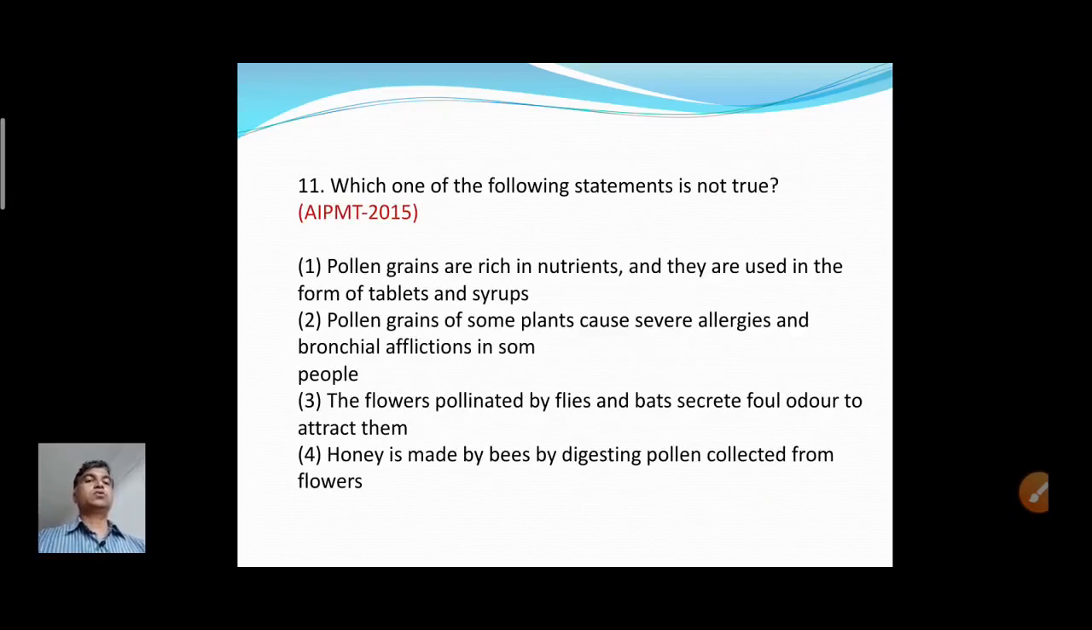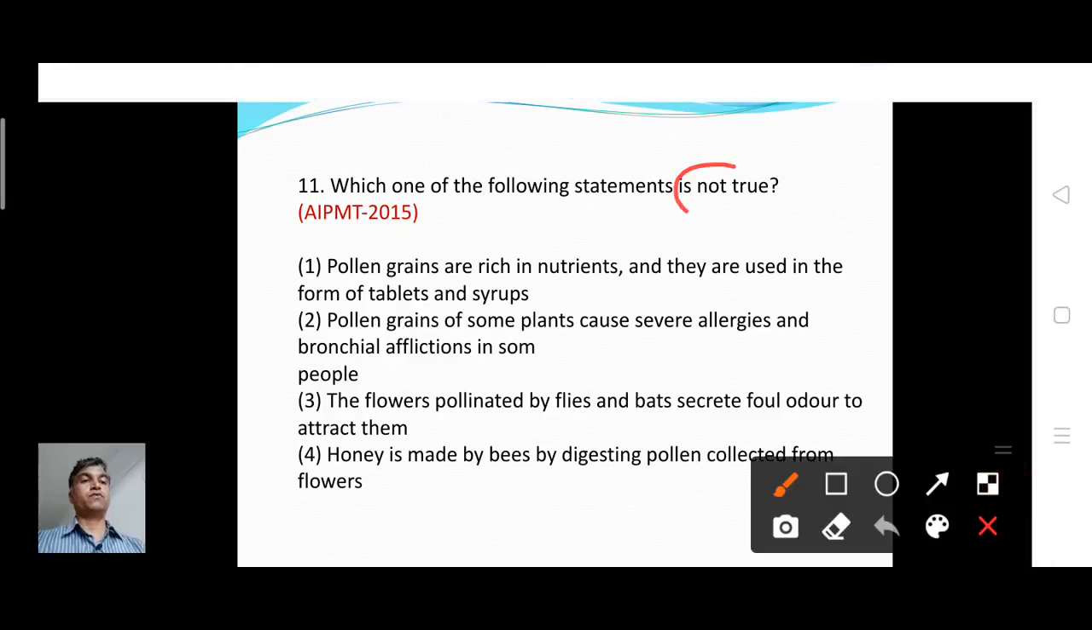Question number 11. Which of the following statements is not true? We have to find out which is the not correct one. Option 1: Pollen grains are rich in nutrients and they are used in the form of tablets and syrup. Yes, they are rich in nutrients, specifically protein. They are used as tablets and syrup for athletes, even horses also. This is correct.